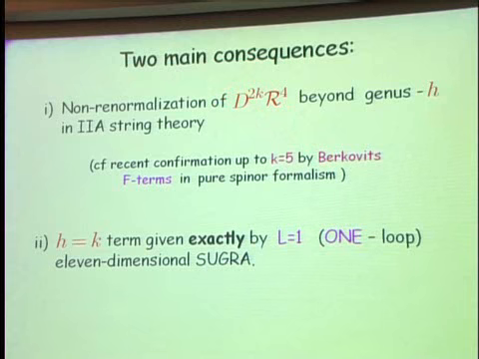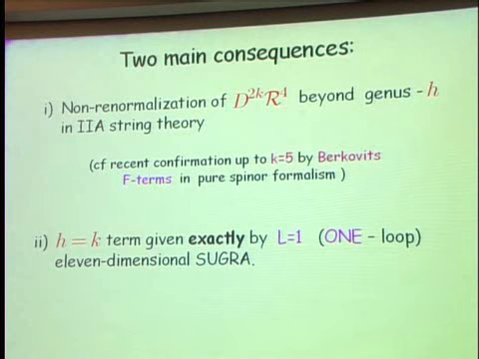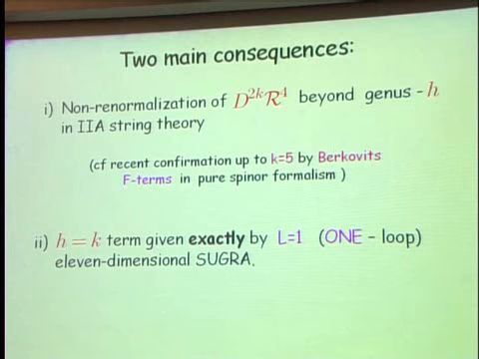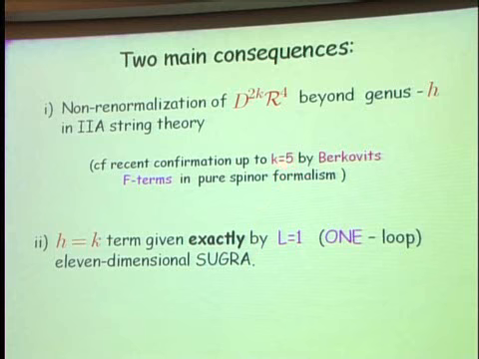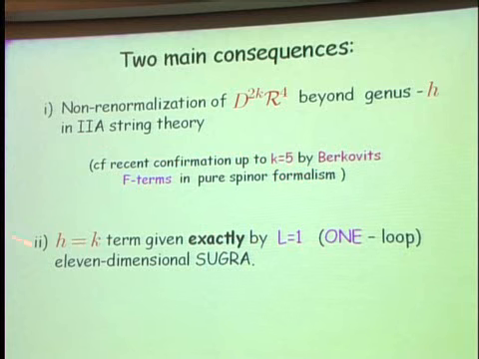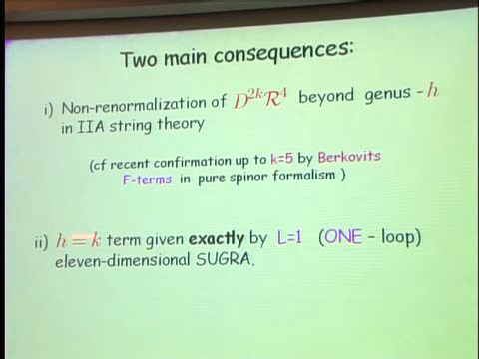But up to 5 loops, Berkovits also finds that the powers of D come outside the string theory amplitude. So he looks at string theory, of course. He's doing string perturbation theory. And at low energies, the low energy limit in 10 dimensions of string theory, he points out, has a D to the 2k r to the 4th outside it, at least up to k equals 5. Beyond k equals 5, the formalism he uses breaks down. So nothing is known in his formalism beyond k equals 5. And then the second comment is that we believe that the h equals k term is given exactly by the one loop calculation.